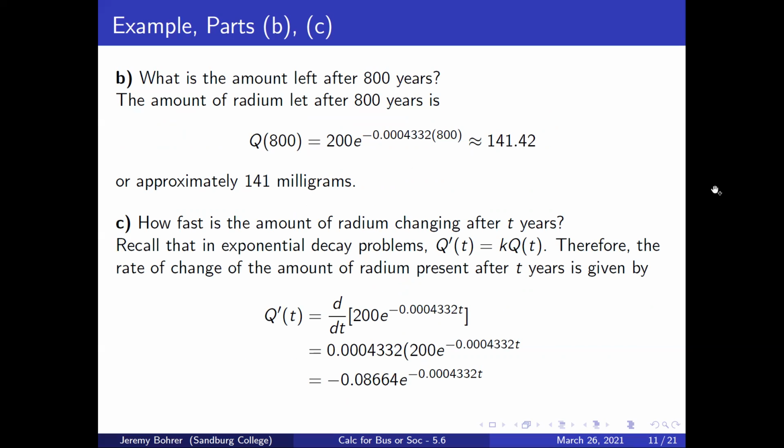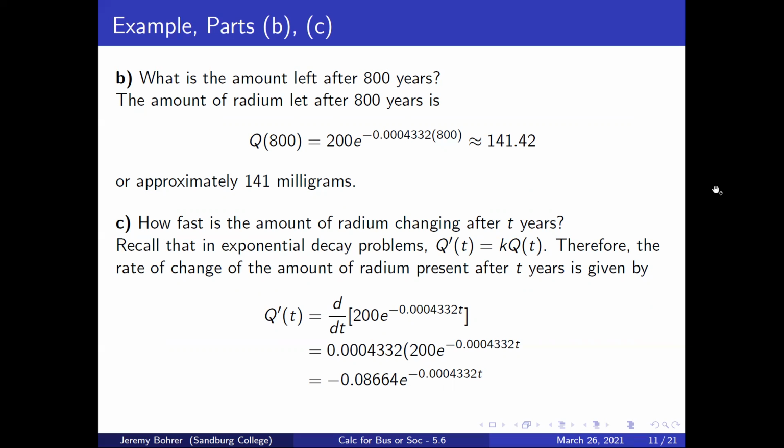What is the amount left after 800 years? The amount of radium left after 800 years is Q of 800, which is equal to 200 times e to the negative 0.004332 times 800, which is about 141.42, or approximately 141 milligrams.